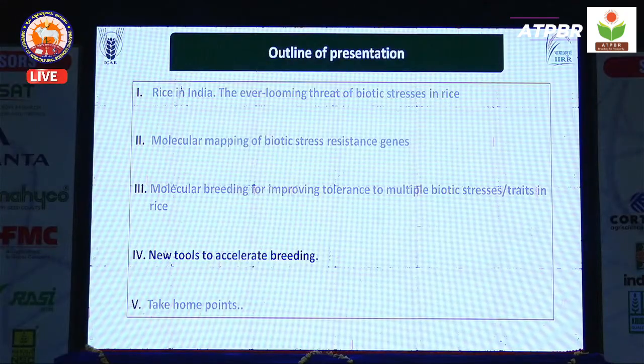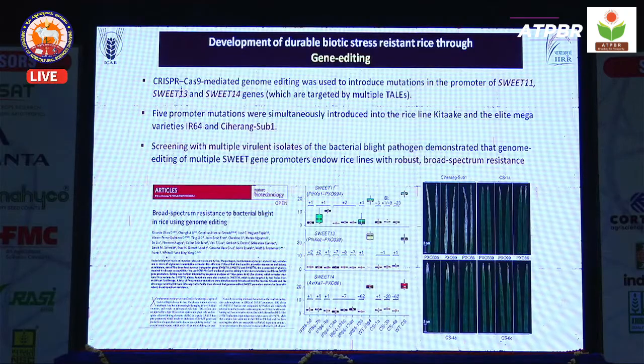And I would like to talk about, I'll take half a minute, sir, in this. Some new tools are available with regard to accelerating breeding for durable biotic stress resistance. The first and foremost tool is gene editing, wherein a collaborative group led by IRRI, along with Heinrich Heine University in Germany, they have edited at least 3 or 4 loci.